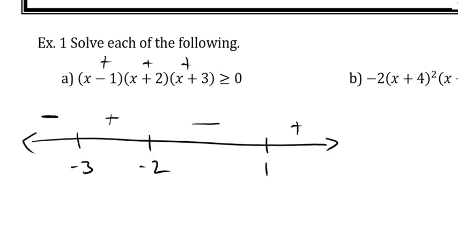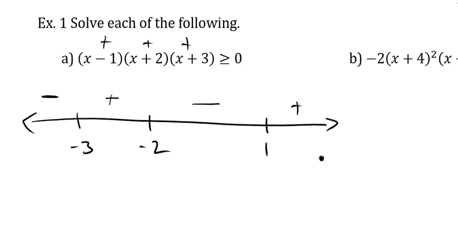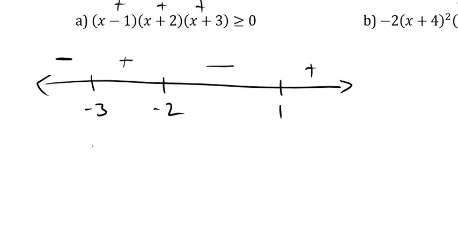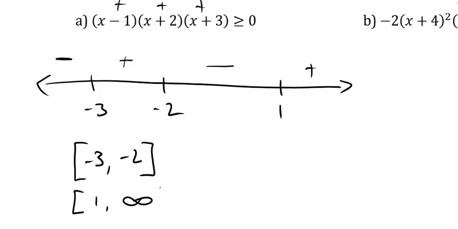Okay, so now I can interpret this answer. And how am I going to interpret it? Well, apparently this is true between the values of -3 and -2 and above -1. And it's greater than or equal to, so it's inclusive. So if I was going to do interval notation, it would look something like this, including -3 and including -2. Okay, and including 1 to positive infinity.